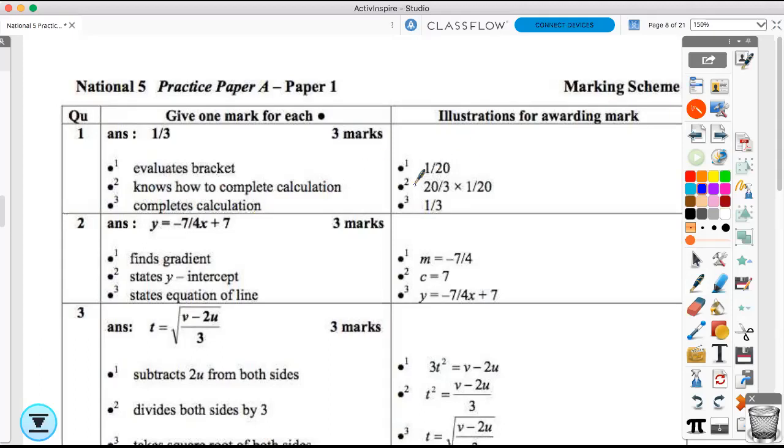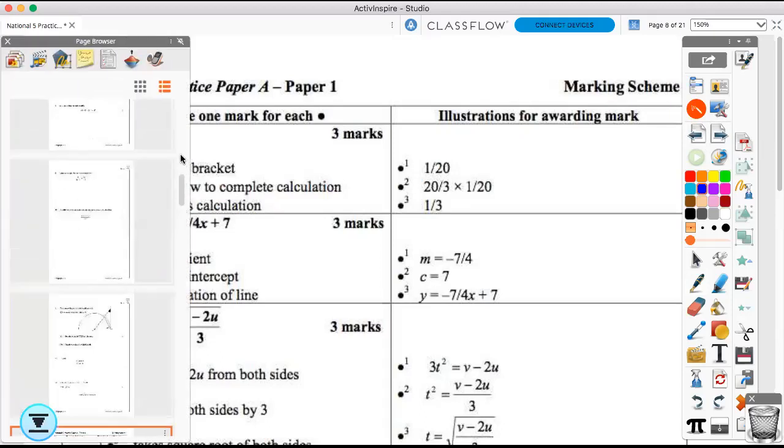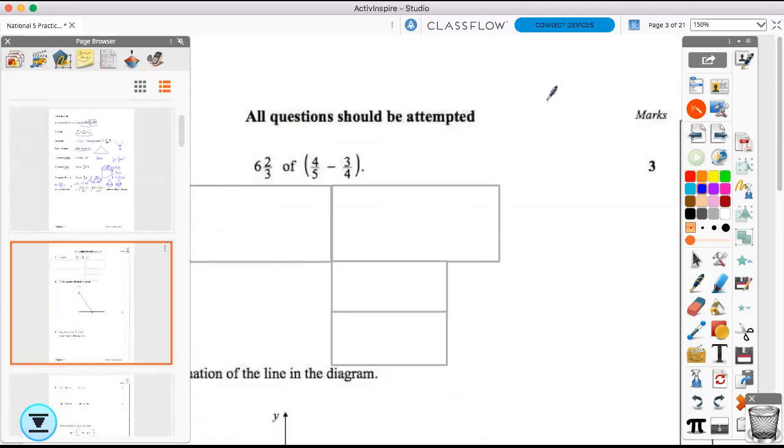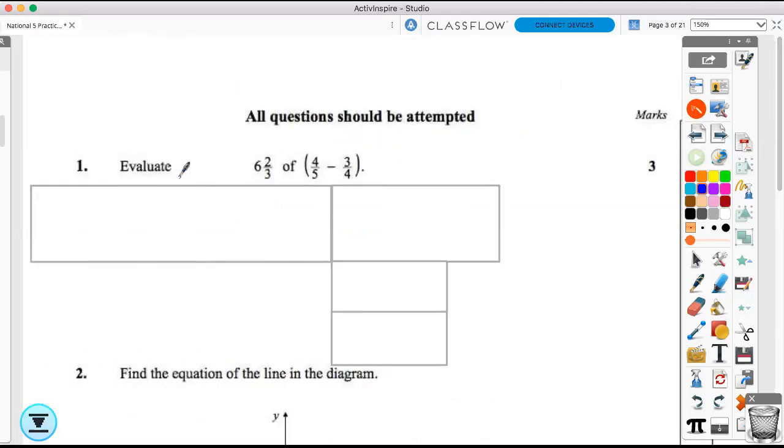So let's have a look at this one, and I'll show you how the marks are allocated, okay? The first thing, you've got this question: evaluate. These are the wee things, whenever you see evaluate, find the value of. So you need to get a value at the end of this. If you didn't get a final value, then somewhere you're not going to get all the marks.